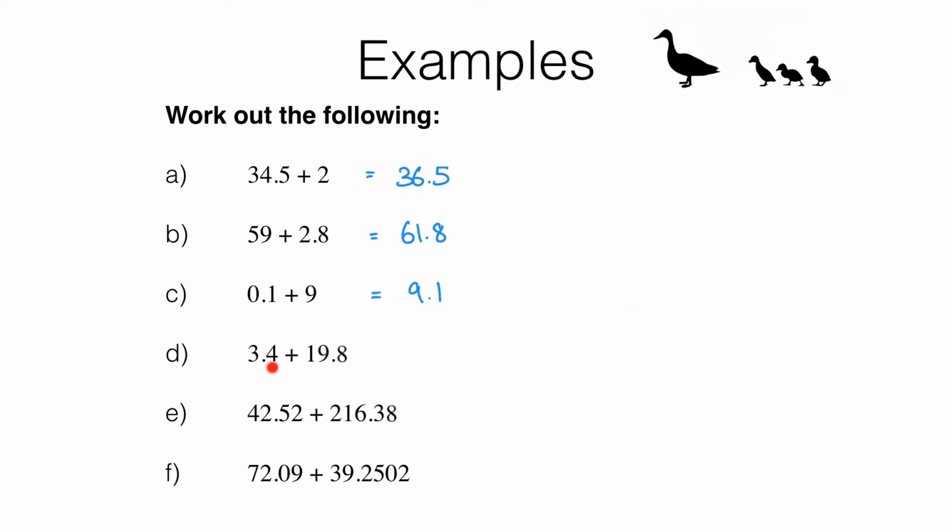Let's move on to question D. We have 3.4 plus 19.8. The important thing is to make sure the place value columns are correctly lined up.